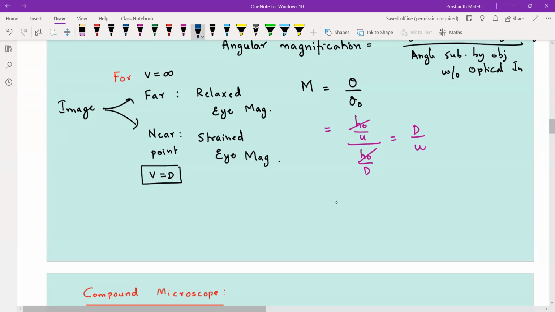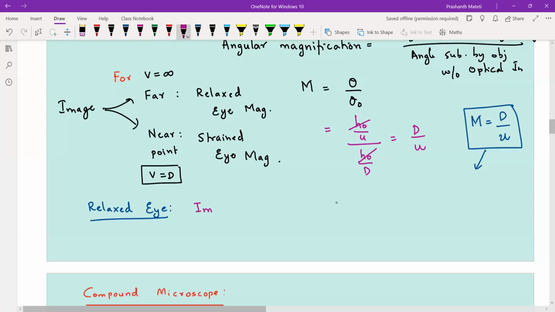Following the things here. First of all, the magnification produced by a simple microscope is d by u, we are saying. Now this magnification can be varied. It depends upon where the image is formed. So for relaxed eye, where should the image be formed? Image is formed at infinity. It can form far. Image should form at infinity means you should place the object at focus. To place the object at focus, magnification is coming out to be d by f. Can we say it in this manner? Following?